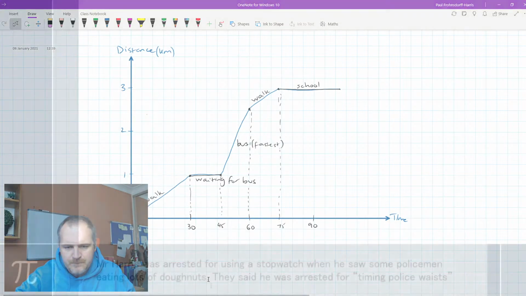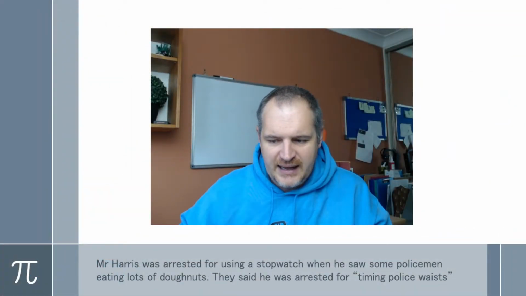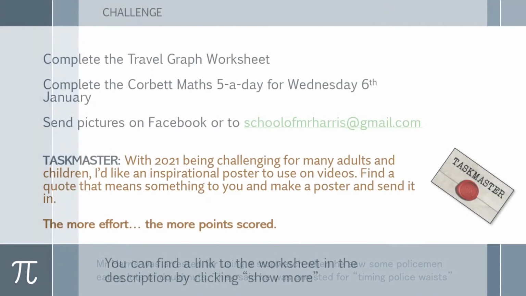What I've now done is I have done a travel graph worksheet. It's in the description below. Complete that, and at the same time as that, why not complete the Corbett Maths 5 a day? If you go to Corbett Maths, type in Corbett Maths 5 a day, find the one that's the right level for you. It might be foundation, it might be everyday, secondary, and there's various different levels on there. Find the one that works for you. Completing those every day is a really good way to stay in your maths and improve day by day. So I recommend that today, as it also complete the one for 6th of January.